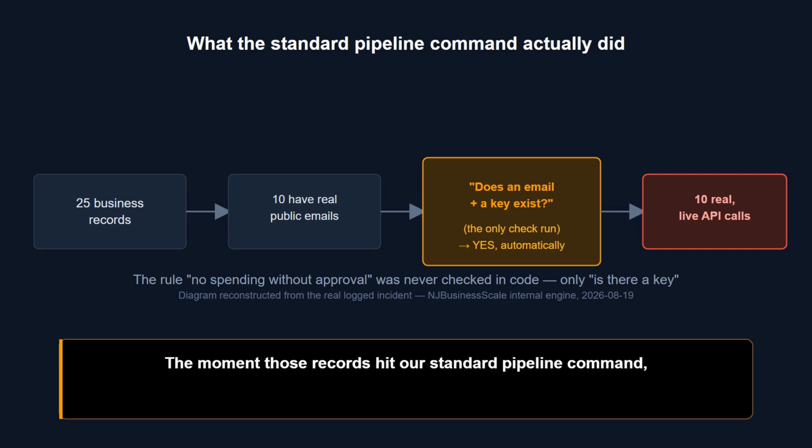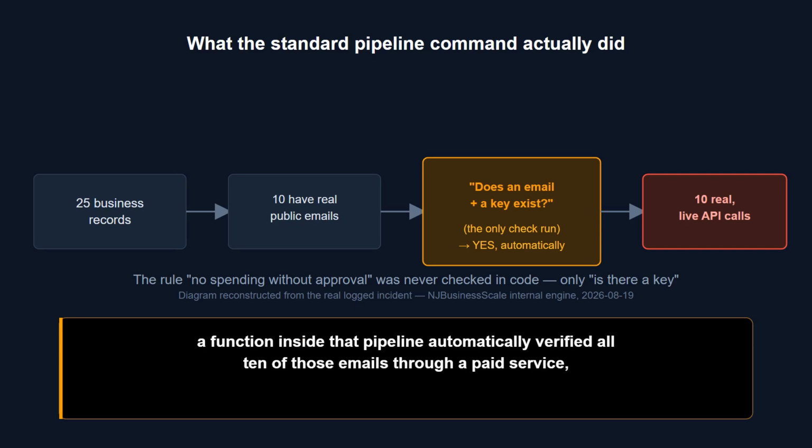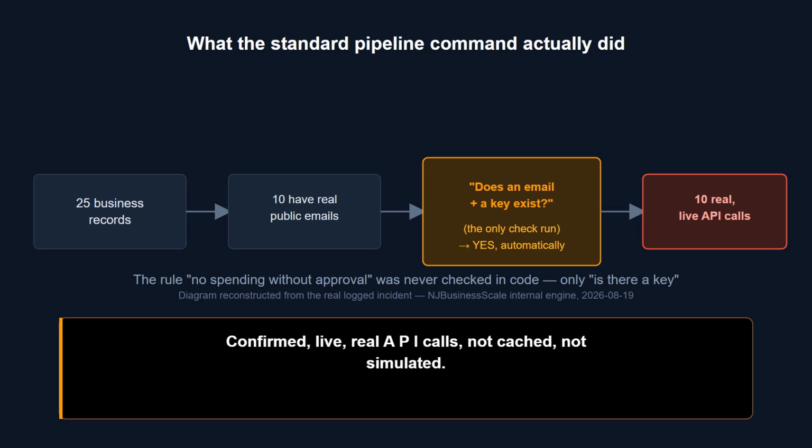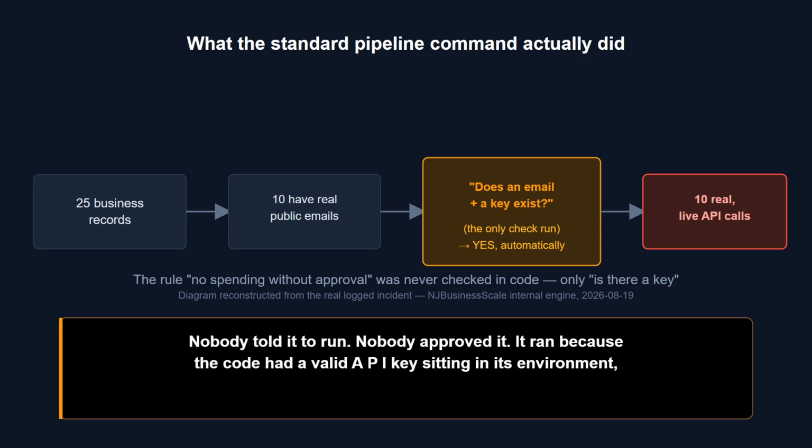The moment those records hit our standard pipeline command, a function inside that pipeline automatically verified all 10 of those emails through a paid service. Automatically, as part of running the command, not as a choice made by anything. Confirmed, live, real API calls, not cached, not simulated. Nobody told it to run.